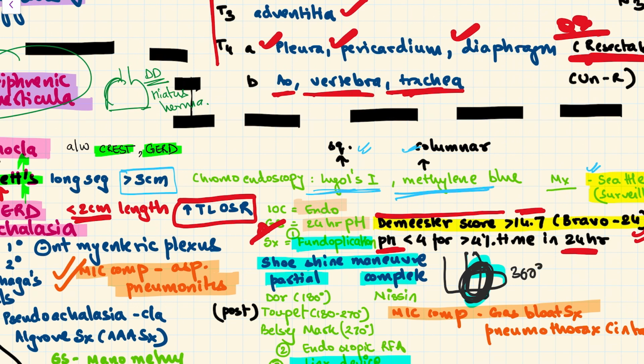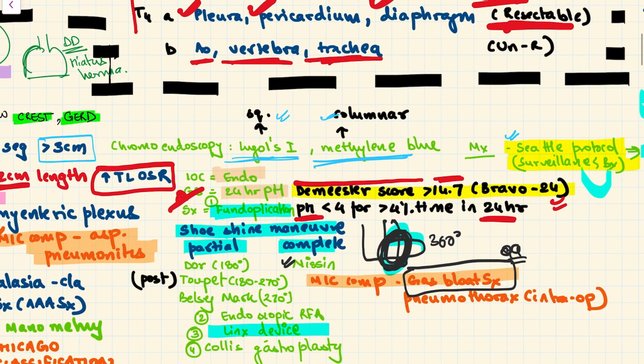And the complete fundoplication is called Nissen's fundoplication. A very important question coming up next: the most common complication of Nissen's fundoplication is gas bloat syndrome, right? And if they ask about the most common intraoperative complication, it is pneumothorax. Partial fundoplication can be Dor fundoplication, which is 180 degree. Toupet is the only posterior fundoplication, 180 to 270, and Belsey Mark IV, which is again 270.